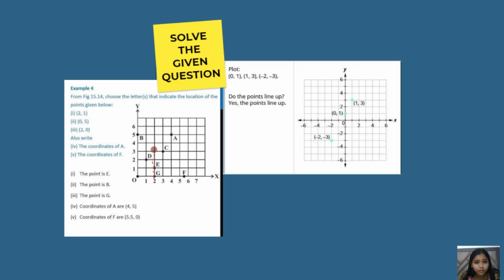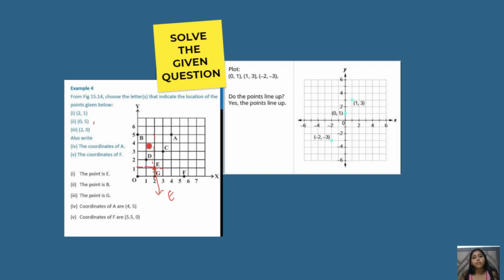Draw the dotted line from 2, draw the dotted line from 1. They will meet here, so basically E is the point. You can easily locate it, you can easily tell if any question is asked to you about this. This is the easiest chapter of coordinate geometry.